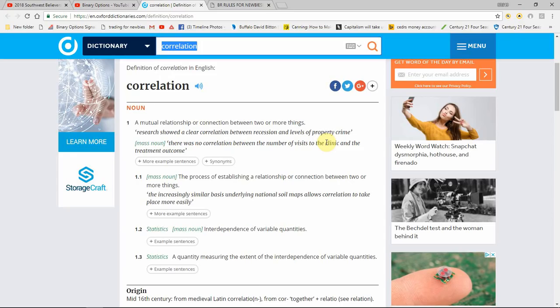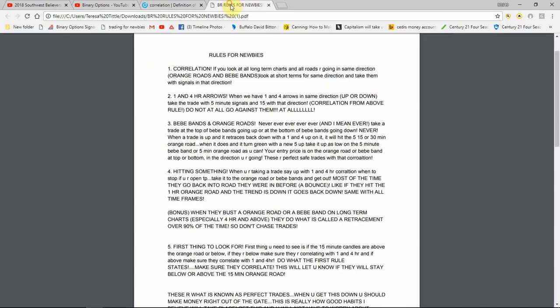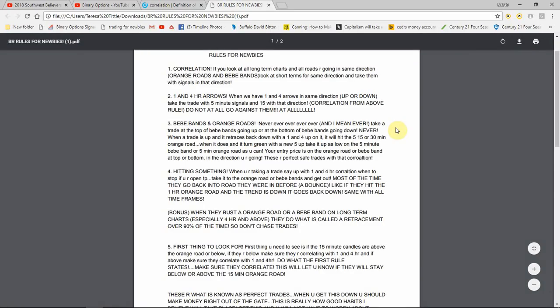This is something else, man. Look, a mutual relationship or connection between two or more things. It's a relationship, a connection. They love each other. They kiss each other. They love it because it's correlation. When you've got correlation, you can do a lot of things, okay?